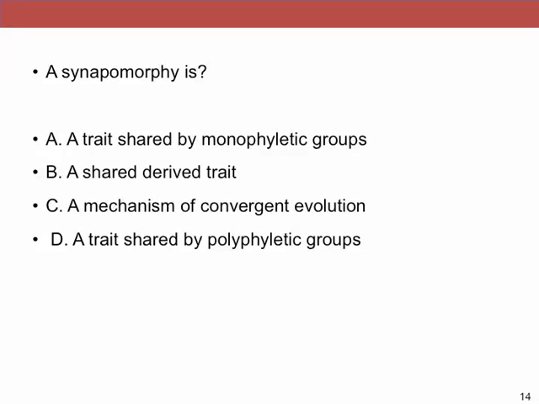All right, most people answered B, a shared derived trait. That is the correct answer. A reasonable number of people answered A, a trait shared by monophyletic groups. Does anybody know why that's not correct? Yeah.